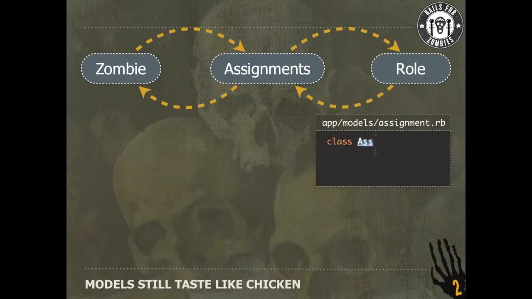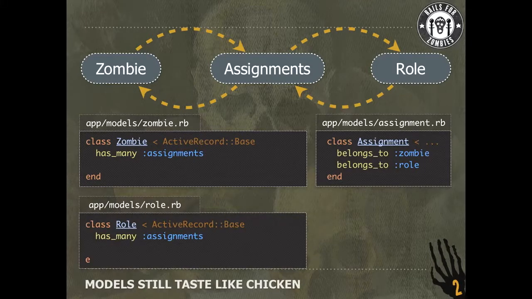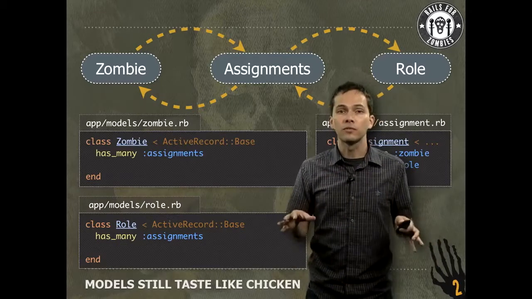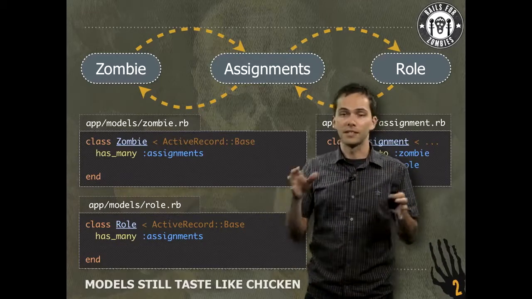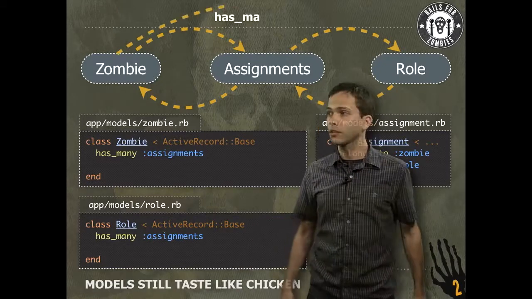Now let's jump into our model. So here we have the assignment model, which is going to belongs to zombie and belongs to role. We'll have our zombie model. Zombie has many assignments, and of course, role has many assignments. Now here's where things get interesting. We need a way to represent the relationship between zombie and roles. That's where the has many through comes in.